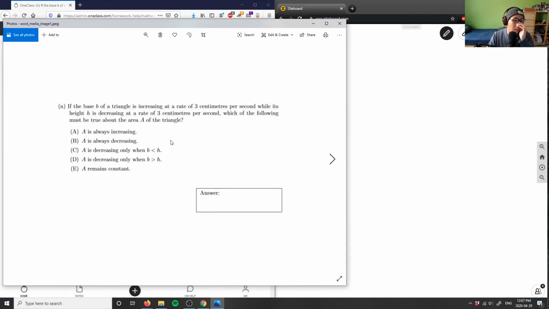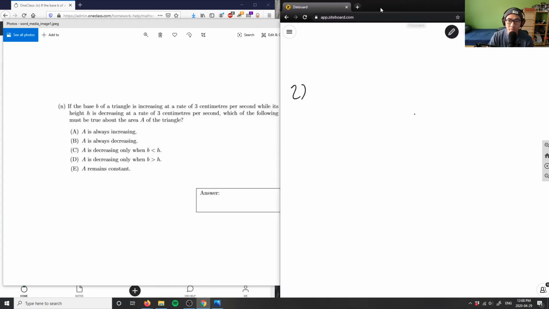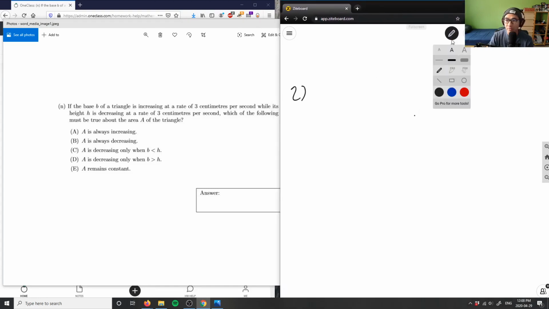So it says if base B of a triangle is increasing at a rate of 3 centimeters per second while its height h is decreasing at a rate of 3 centimeters per second, which of the following must be true about the area of the triangle here? So we're given, let me see if I can move this over.